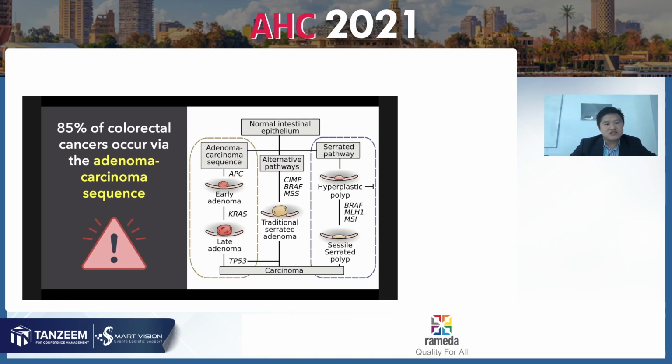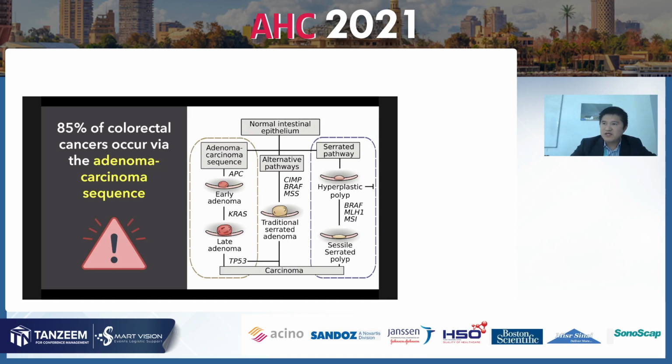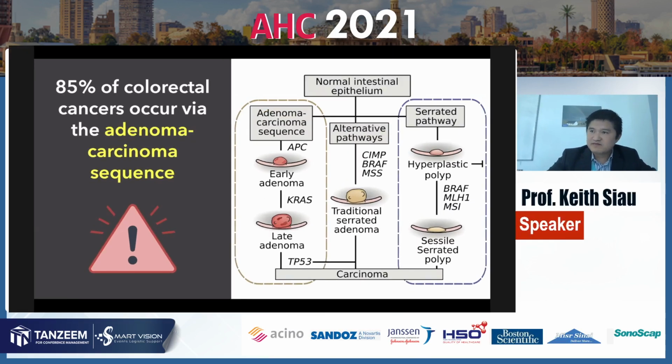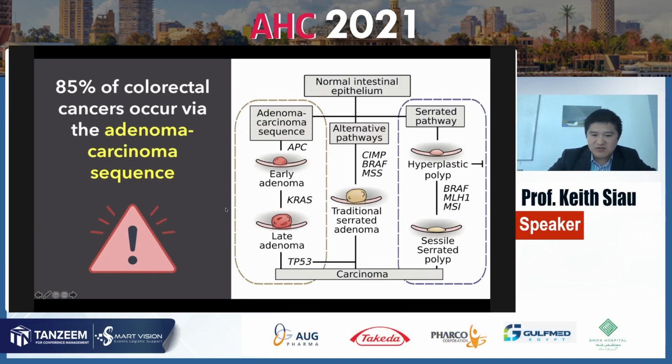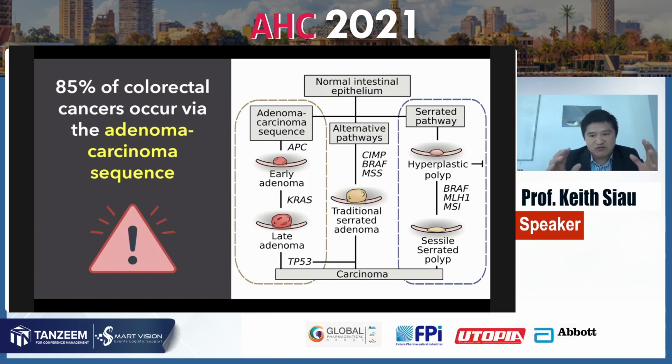Most cancers occur via the adenoma to carcinoma sequence. Polyps begin from normal mucosa and develop dysplasia through a series of genetic mutations. They stack up, leading up to carcinoma. If they are found in time, they can be resected. Other pathways include the serrated pathway and alternative pathways where traditional serrated adenomas form.